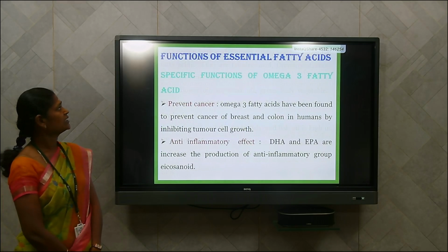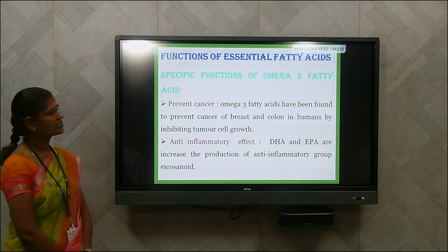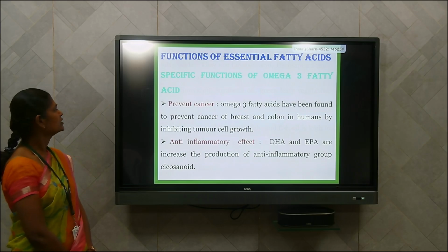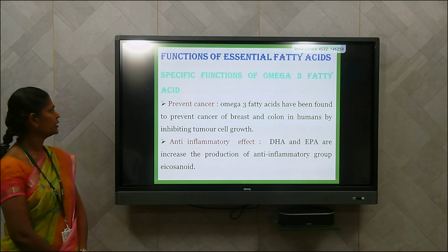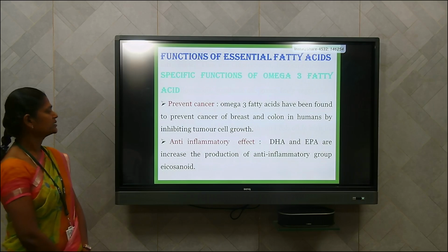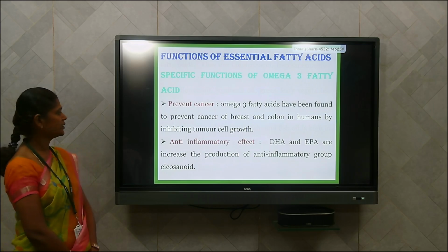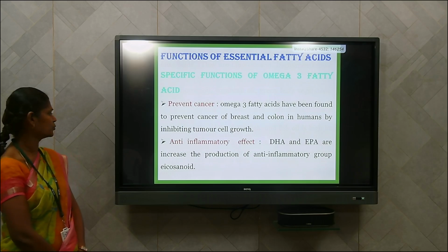Next, we can see the functions of essential fatty acids. First, we can see the specific functions of omega-3 fatty acids. In cancer prevention, omega-3 fatty acids have been found to prevent breast cancer and colon cancer by inhibiting tumor cell growth. And in the anti-inflammatory effect, DHA and EPA increase the production of the anti-inflammatory group of eicosanoids.